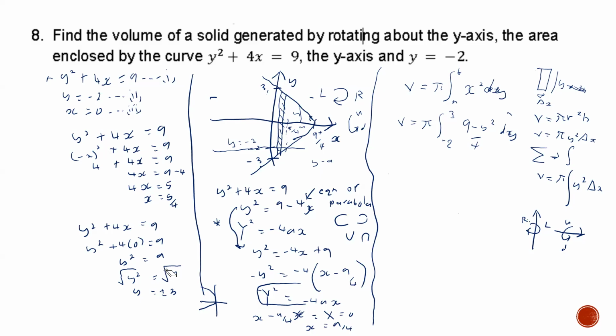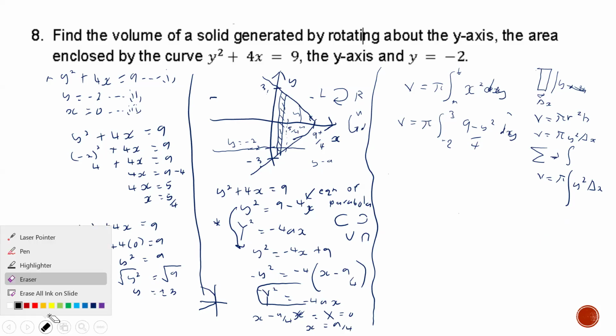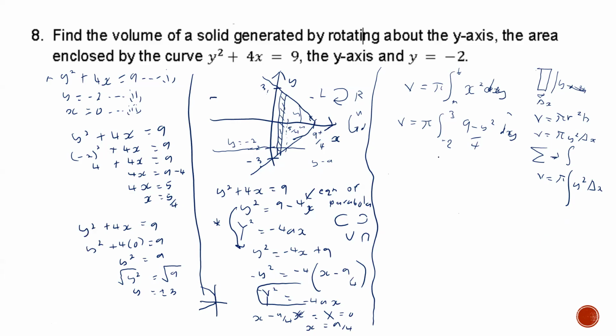Now that would be for a question that just had a y-axis, but this question had the curve, the y-axis, and the line y is equal to -2. That's why I sided with the other person by saying that our lower limit should start from -2, but the upper limit will remain as +3. So I don't know if it's okay with you. Is it okay with you? Yes, it's fine. It's okay.